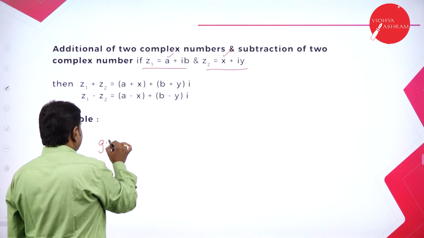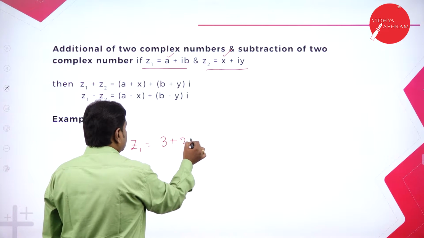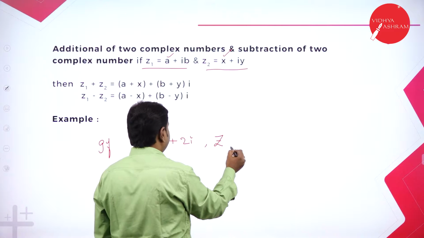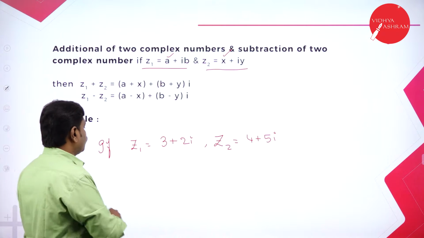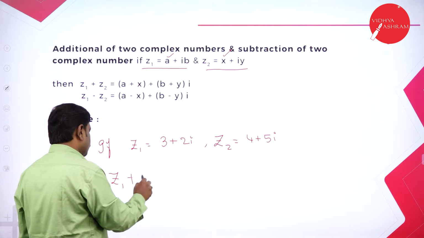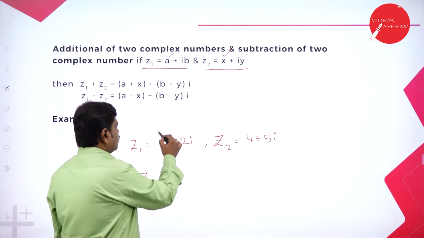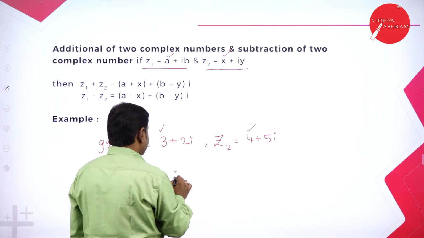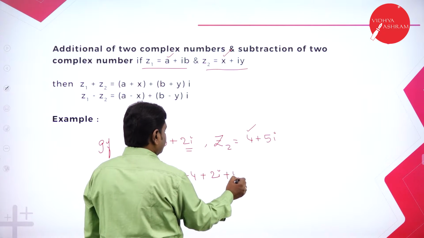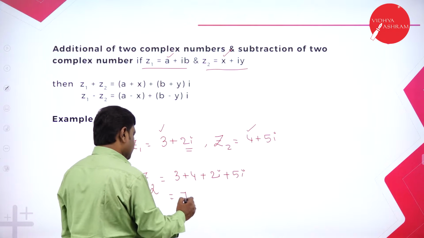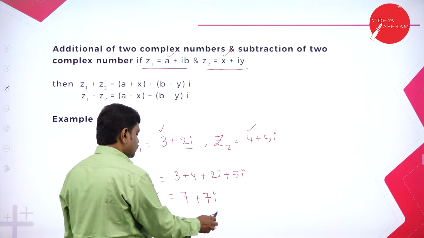Suppose, for example, z1 is equal to 3 plus 2i and z2 is equal to 4 plus 5i. Two simple complex numbers I have taken. If you ask me to perform z1 plus z2, addition and subtraction both we will see. z1 plus z2: real part plus real part, 3 plus 4, plus imaginary part plus imaginary part, 2i plus 5i. Or you can take i common: 3 plus 4 is 7 and 2i plus 5i is 7i. So 7 plus 7i, that's it.